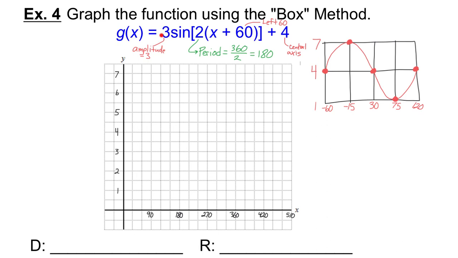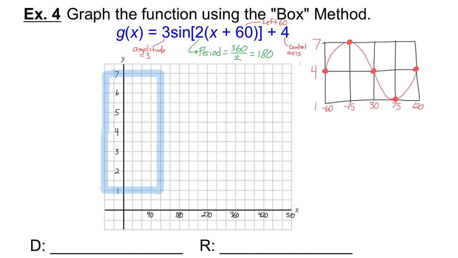My A value is positive, so my sine function doesn't change direction. I don't have a vertical reflection. I go from the central axis up at the start, then back down and back up again.